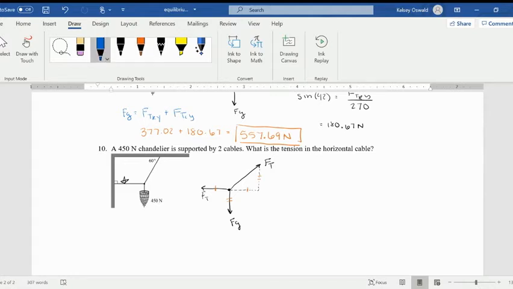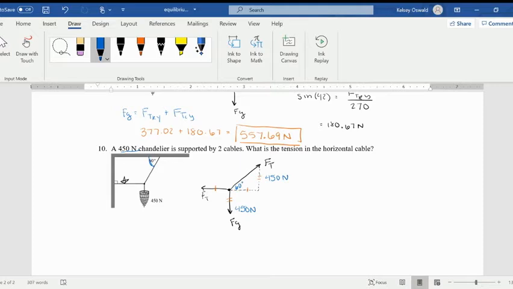It tells us that the weight of our chandelier is 450 newtons. We just said our weight and our force of gravity are the same thing. So if our force of gravity going down is 450 newtons, that means the y component of this tension also needs to be 450 newtons. And we know if this angle is 60 degrees, that means this angle in the bottom of our triangle also needs to be 60.